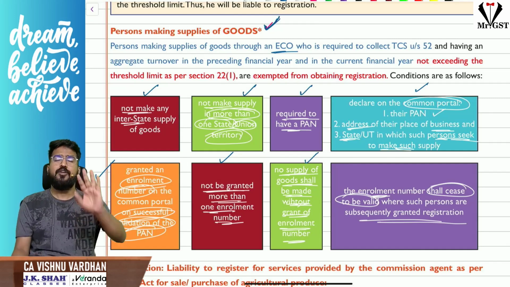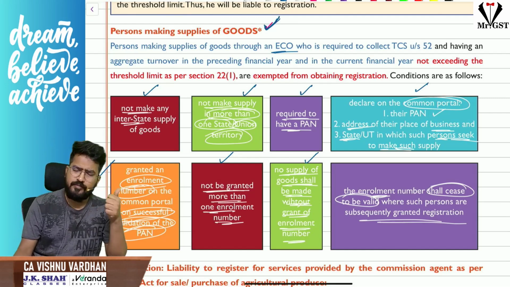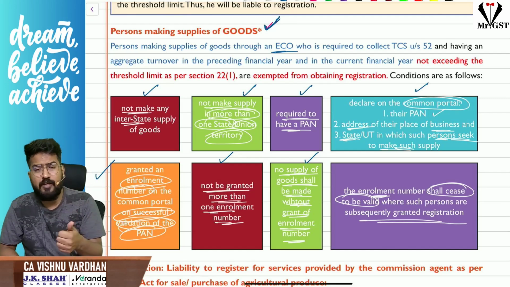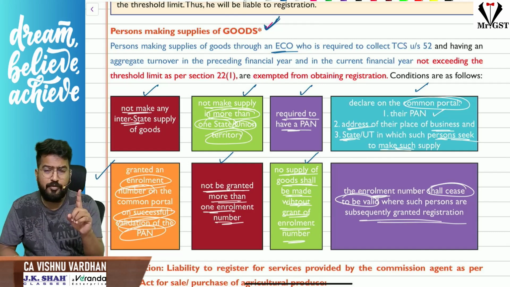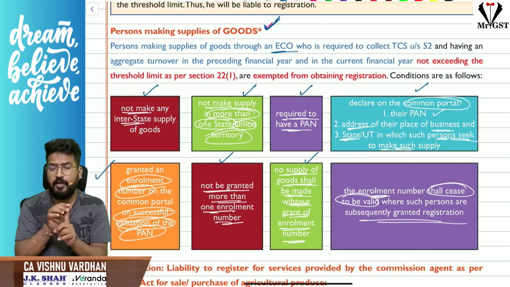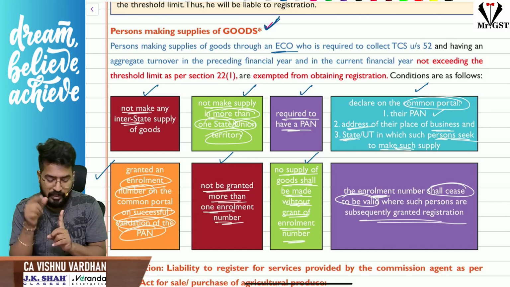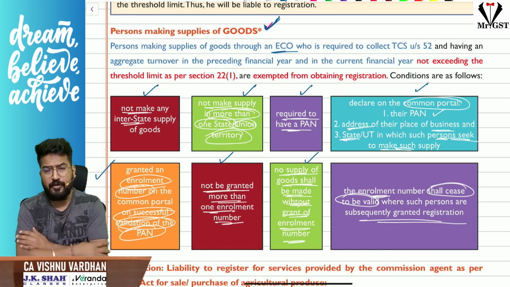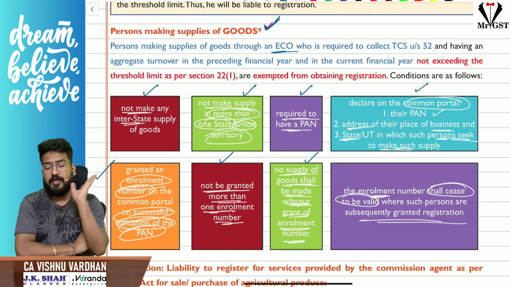So I repeat, if you want to sell goods through e-commerce operators, you should first go to the GST portal, give your PAN, business details, I mean the address, place of business, the state, everything. You will get an enrollment number, and for one PAN only one enrollment number will be granted. It cannot be that for each and every state you get one enrollment number. So that is one. And next you have to submit that enrollment number to the e-commerce operator, and the e-commerce operator should make sure that you are not making interstate supplies.